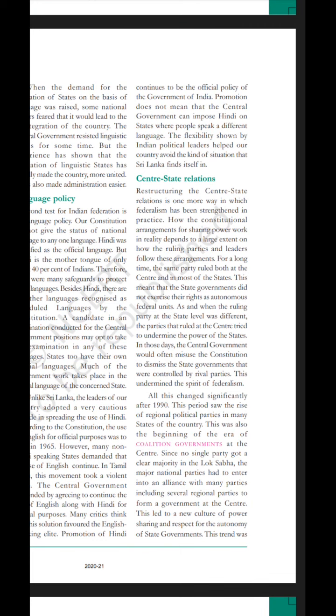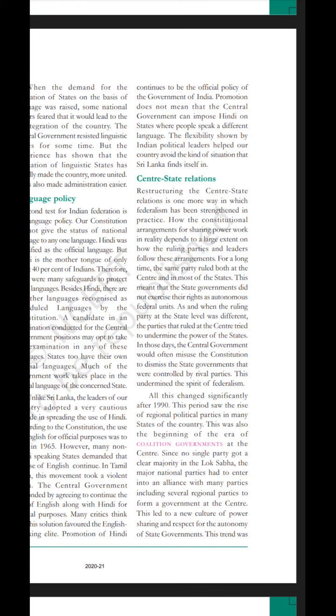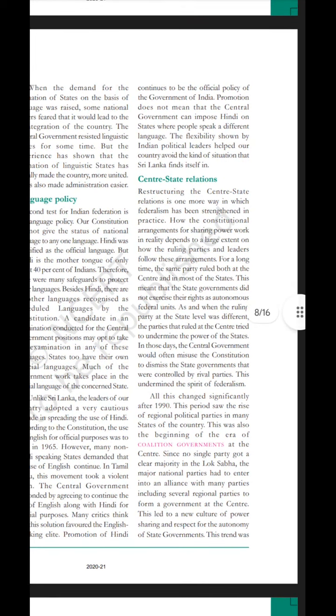All this changed significantly after 1980. This period saw the rise of regional political parties in many states of the country. This was also the beginning of the era of coalition governments at the center. Since no single party got a clear majority in the Lok Sabha, the major national parties had to enter into an alliance with many parties, including several regional parties, to form a government at the center. This led to a new culture of power sharing and respect for the autonomy of state governments.